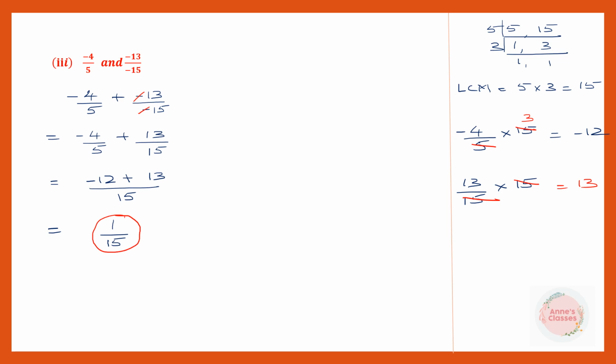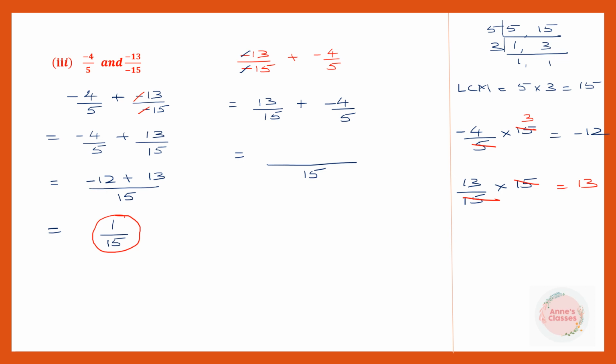Now let's reverse the order. Let's write minus 13 by minus 15 first plus minus 4 by 5 second. Here again, remember this gets cancelled. So what do we have there? We have 13 by 15 plus minus 4 by 5. Now we have to find the LCM of the denominators 15 and 5. We've already found the LCM, it is 15. So let's write 15 here.